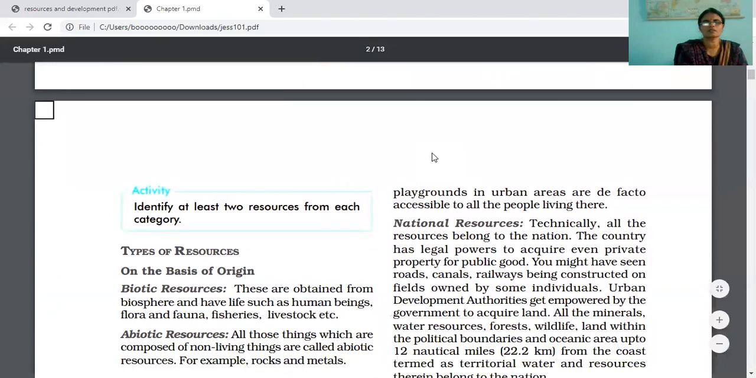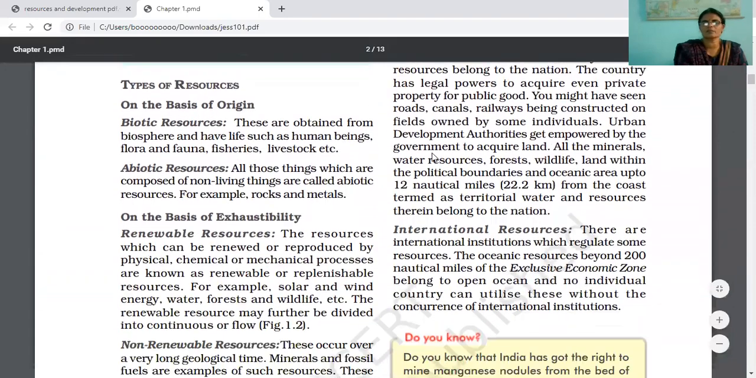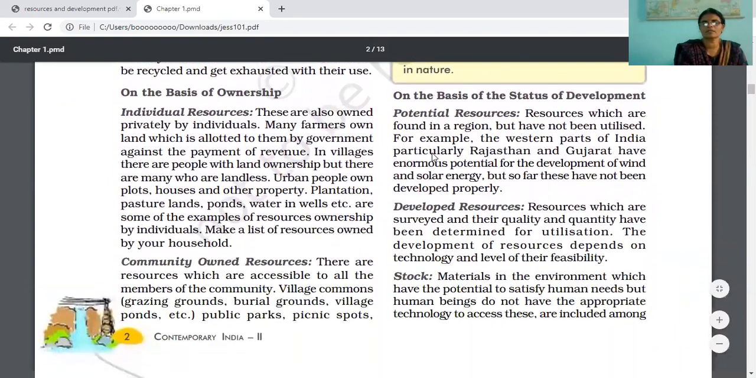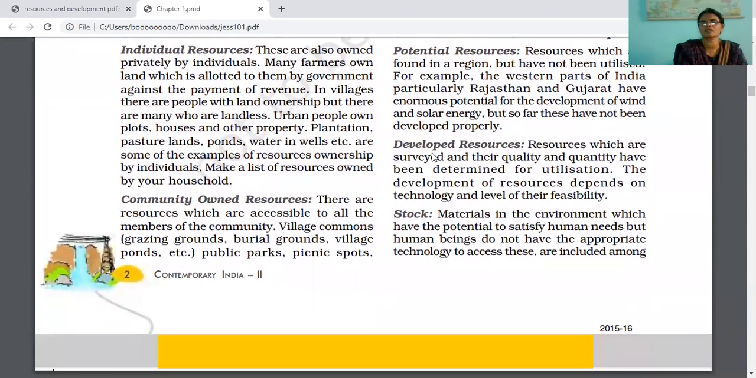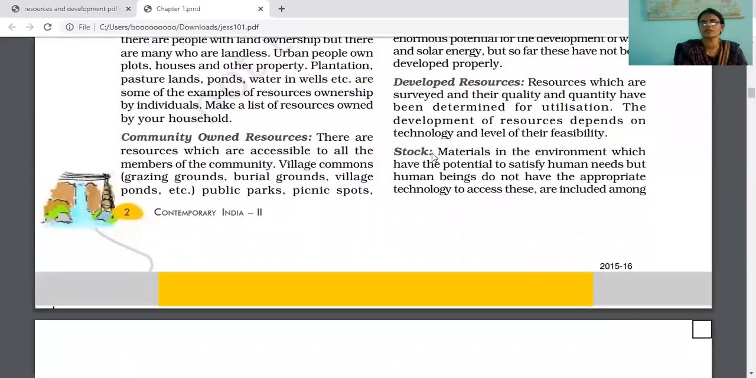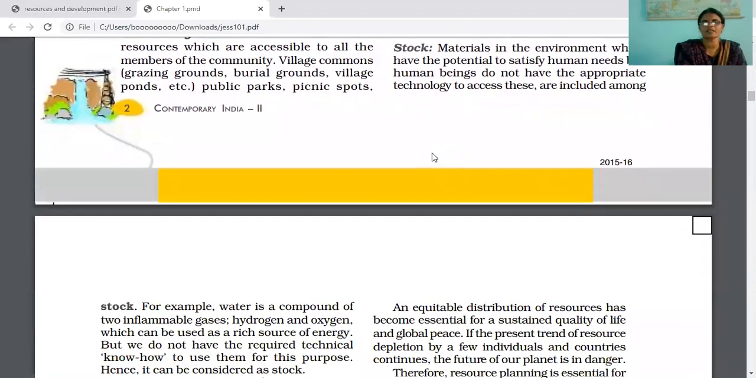Types of resources, I have already given the explanation. A detailed explanation of each is given there. Okay. Please come to stock again. I think many of you may have doubts about stock and reserves. Stock is materials in the environment which have the potential to satisfy human needs, but human beings do not have the appropriate technology. If technology is available, we can utilize those resources.